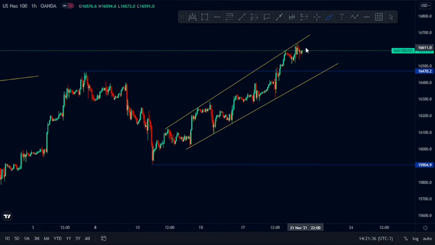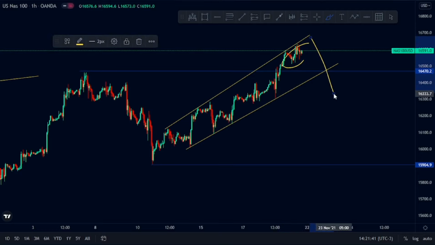So for me, I won't take any selling opportunities from this level until it breaks, because why? I'm a swing trader. If you're a scalp trader, you can take a sell from here, but be very careful of this low here. This is still an uptrend. Why do I say that?